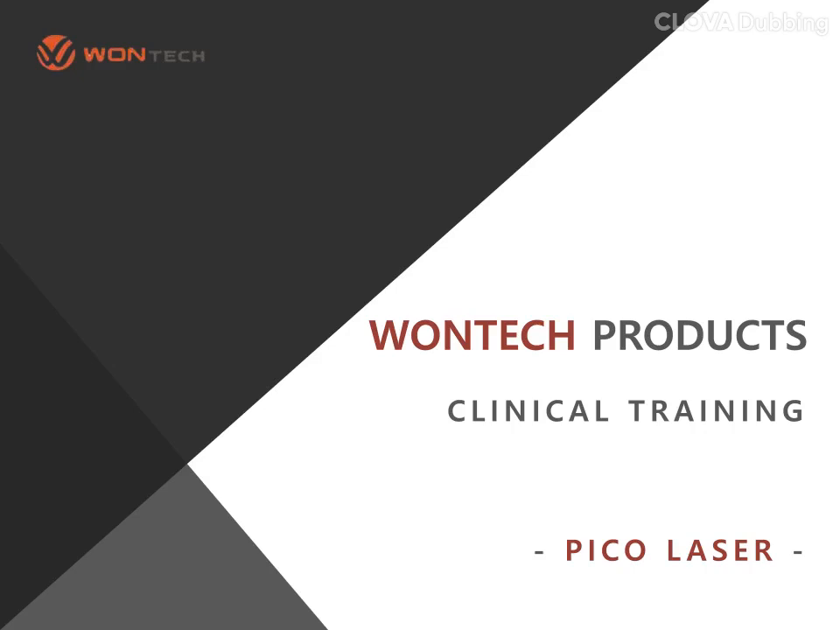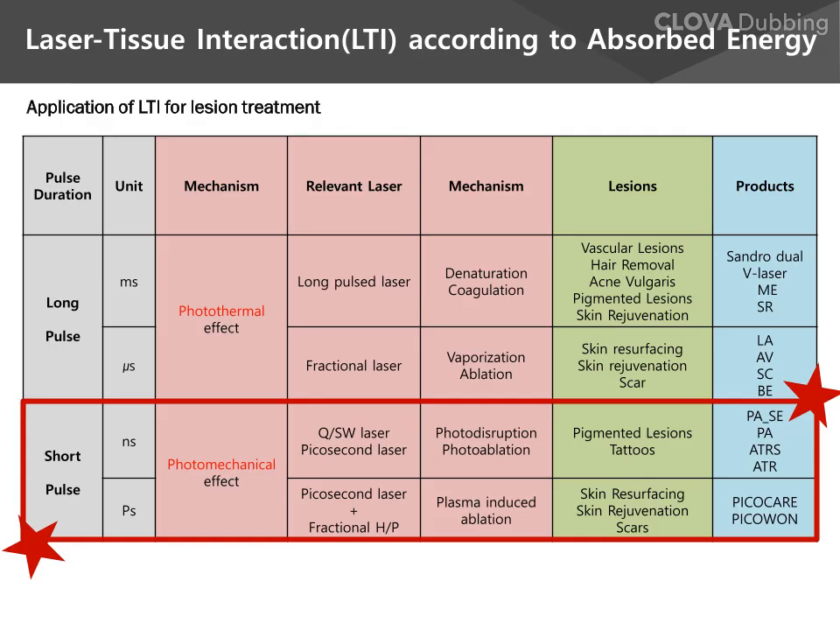In this session, we will provide education on the picosecond laser. Here is the table on laser tissue interaction based on pulse duration that we covered in the previous laser basics session. Short pulse lasers include nanosecond and picosecond lasers, and they operate through photomechanical effects, causing photo disruption and photoablation. In the case of picosecond lasers, plasma-induced ablation also occurs. Our picosecond laser products include Pico ND, Pico Majesty, and Pico Alex.